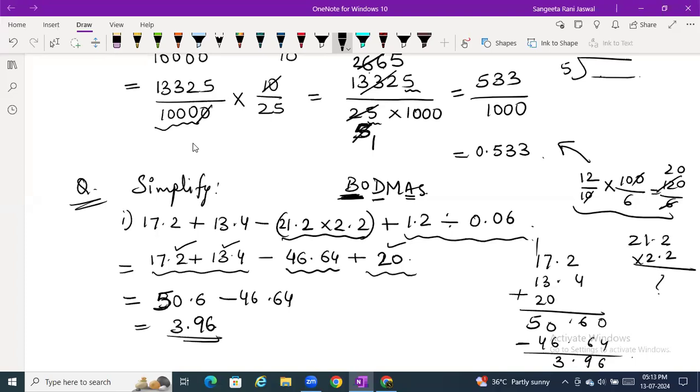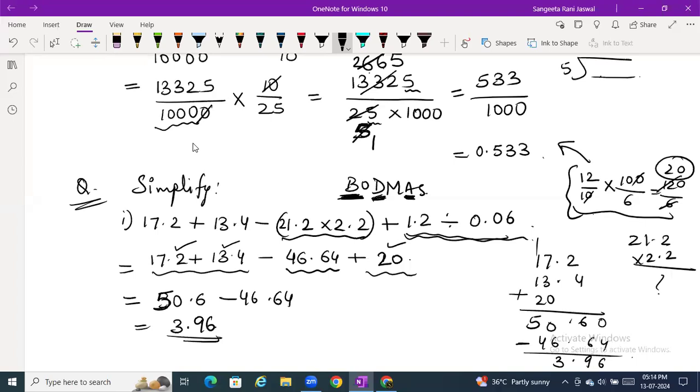Right? You get 46.64. And then you have divide here, D for divide. Then you will divide these two numbers. So when you divide 1.2 by 0.06, I have shown you here. This will be 20. Okay, ma'am. So you get 20 here. Now you will add all the numbers which have plus sign before them. This number has plus sign, this number has plus sign, this number has plus sign. You will do the addition first. Why addition? Because you have addition here before subtraction. Yes, ma'am. So first you will add.